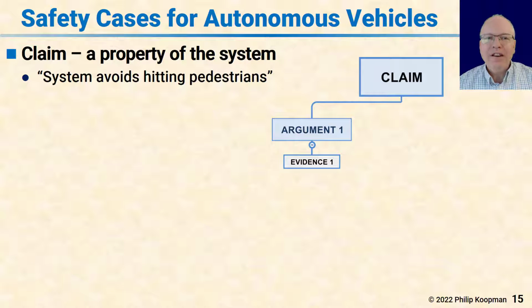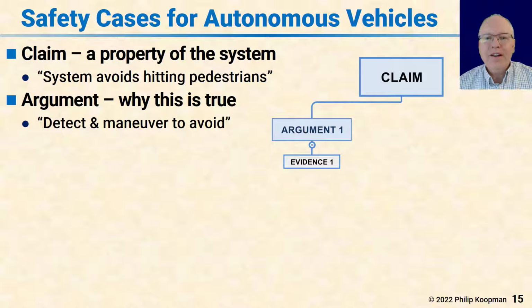Well, what's a safety case? A safety case for autonomous vehicles looks like this. There's a claim, which is a property of the system, such as the system avoids hitting pedestrians. There are one or more arguments. The arguments are why that claim should be true. For example, we avoid hitting pedestrians by detecting and maneuvering to avoid.